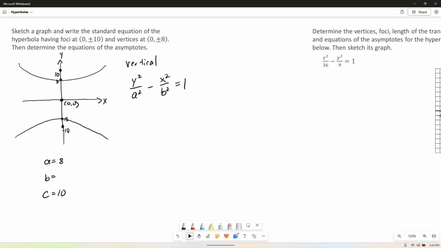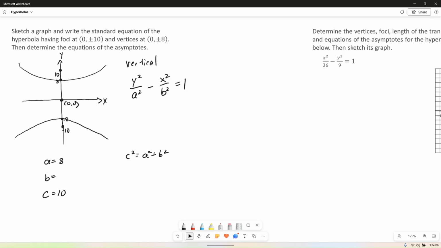So if we know a and we know c, how do we find b? Well, we have the equation c squared is equal to a squared plus b squared. Okay, that looks like the Pythagorean theorem, but it's connecting the a, the b, and the c values for our hyperbola, not necessarily a right triangle.